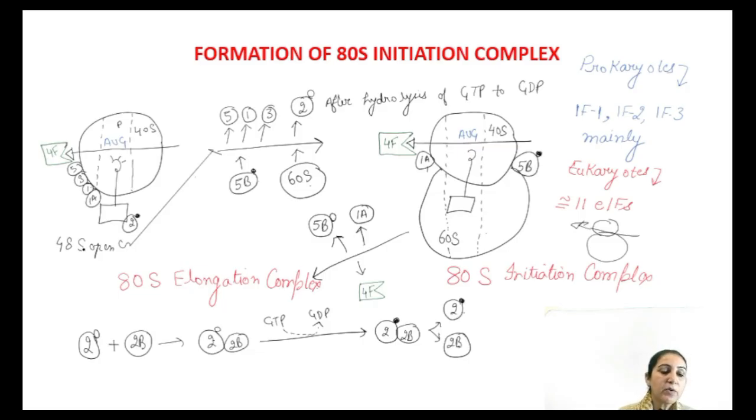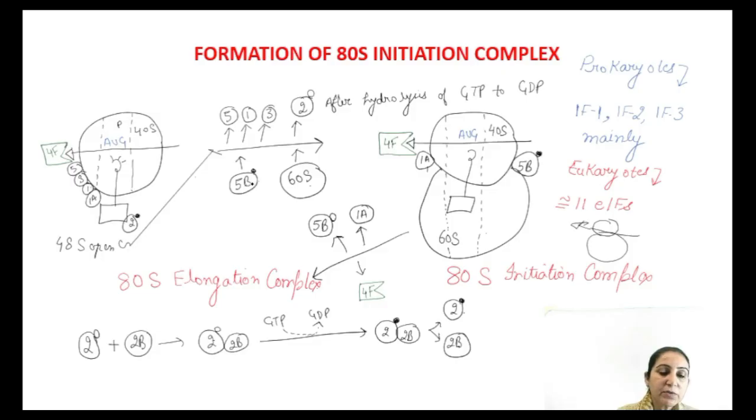This is our 48S open complex. Now all these initiation factors get removed, that is, factors 5, 3 and 1. Only initiation factor 1A is left. This factor gets dephosphorylated with the use of energy and gets removed in the dephosphorylated form. So here is our initiation factor 1A.